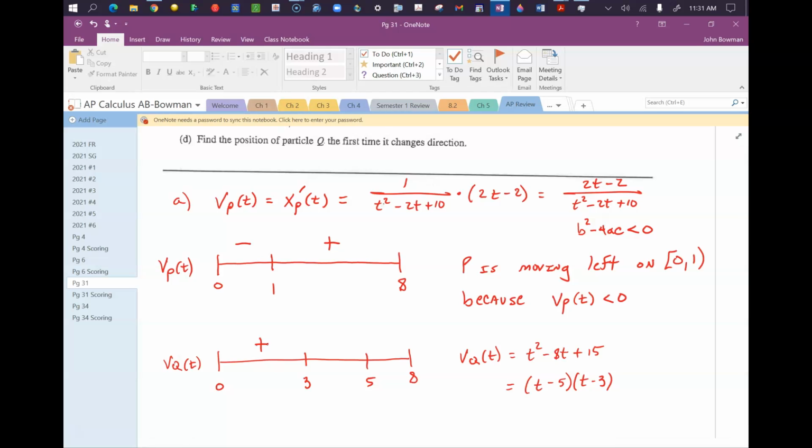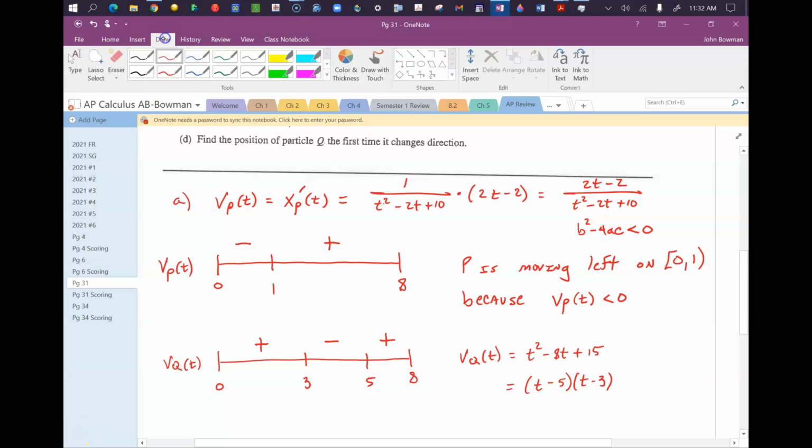Plug it into both factors. One factor is negative, one is positive, so the result is negative. And then pick a number between 5 and 8, like 7, and both factors are positive, so the product is positive. So where do the two velocities have the same sign?